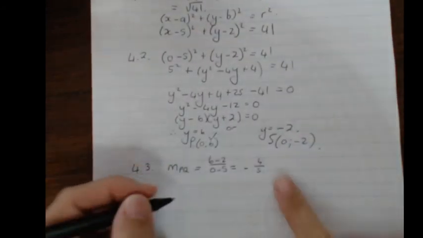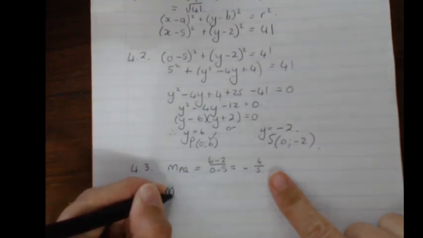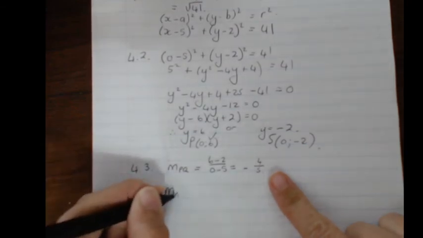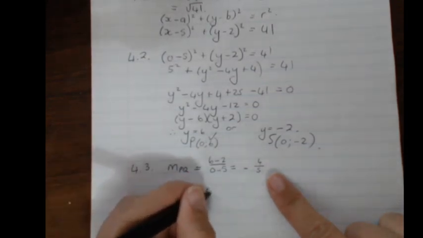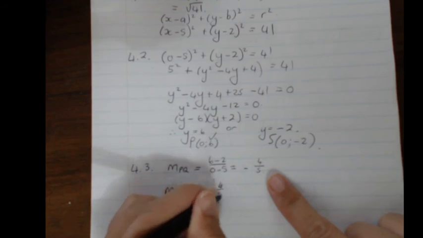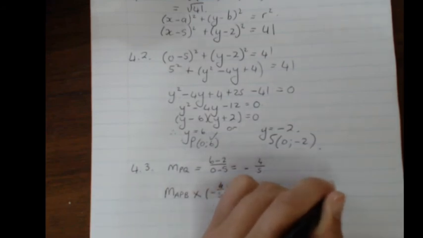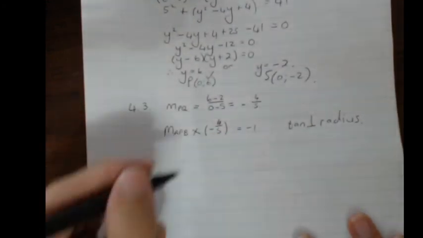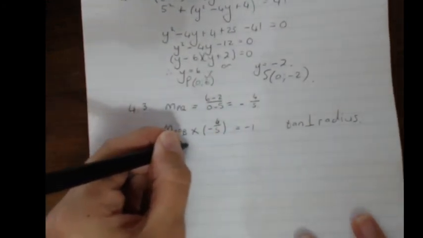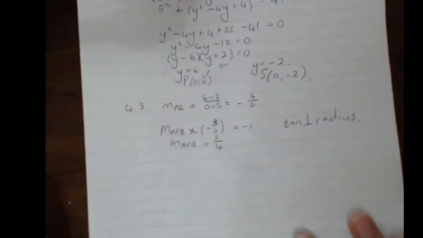Okay, so the gradient of APB, which is the tangent, times the gradient of the radius, which is negative 4 over 5, should be negative 1, because a tangent is perpendicular to a radius. And then negative 1 divided by negative 4 over 5, the gradient of APB is positive 5 over 4.